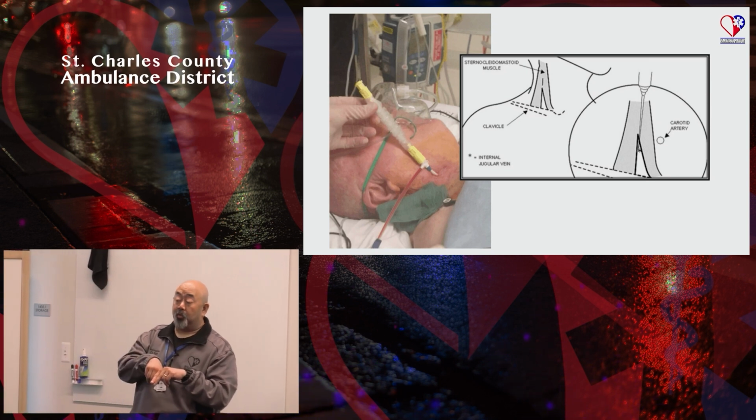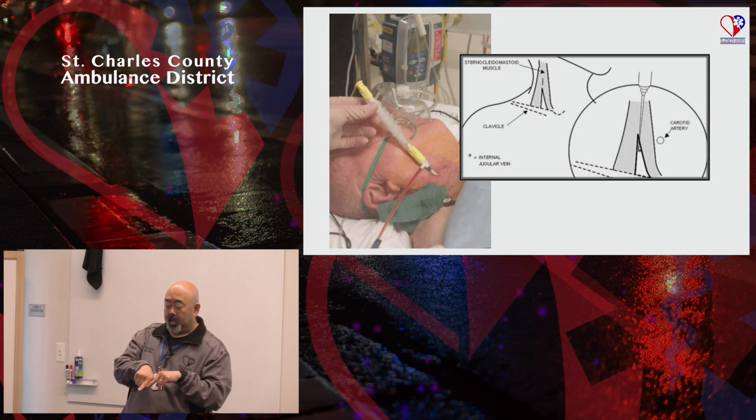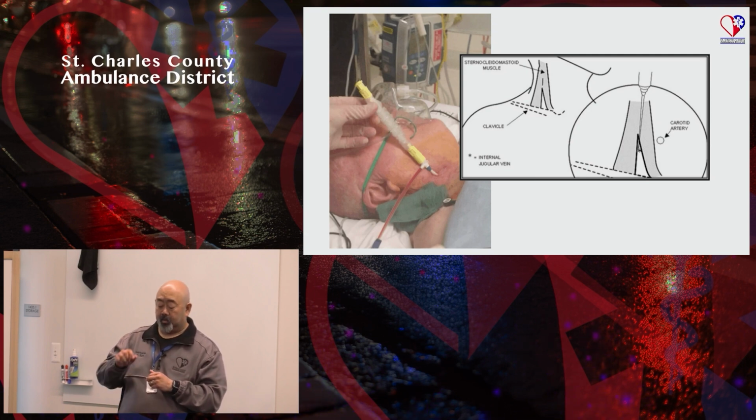You're then going to take that needle and point it towards the ipsilateral nipple line and withdraw on that syringe until you get a flash, and then you know you're in the IJ. Thread your wire, et cetera, to put your introducer in, and then put your transvenous pacer through that introducer. So just like putting a central line in, except instead of putting a line, you're putting a pacer cable through that introducer.